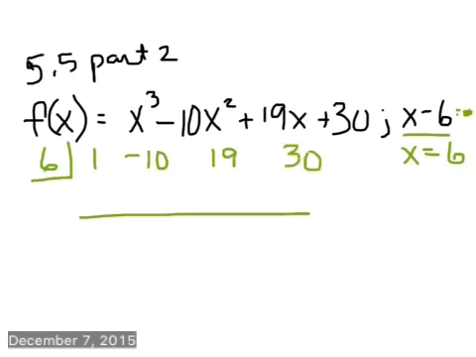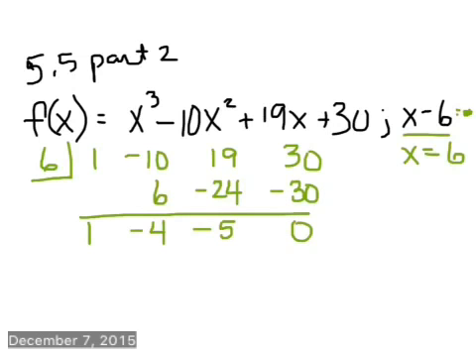So when I do this one, now how do I synthetic divide again? Drop the first one. 1 times 6. What's negative 10 plus 6? Negative 4. What's 6 times negative 4? Negative 24 plus 19. Negative 5. And 6 times negative 5? Negative 30. And what's 30 minus 30?